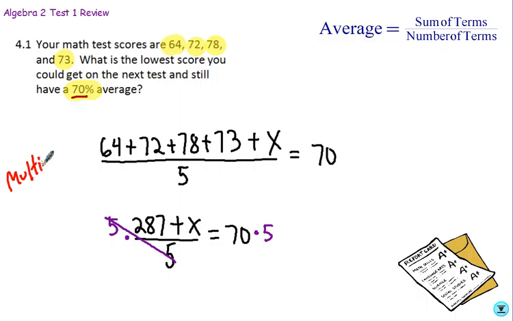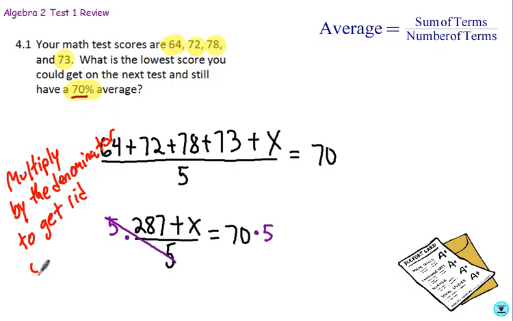We're going to multiply by the denominator to get rid of fractions. So if you ever have a fraction, and you don't want it to be a fraction, multiply by whatever's on the bottom. Those 2 things will cancel each other out, and then poof, no more fraction. So, of course, what we do to one side, we have to do to the other side. So we've got 287 plus X equals 350.